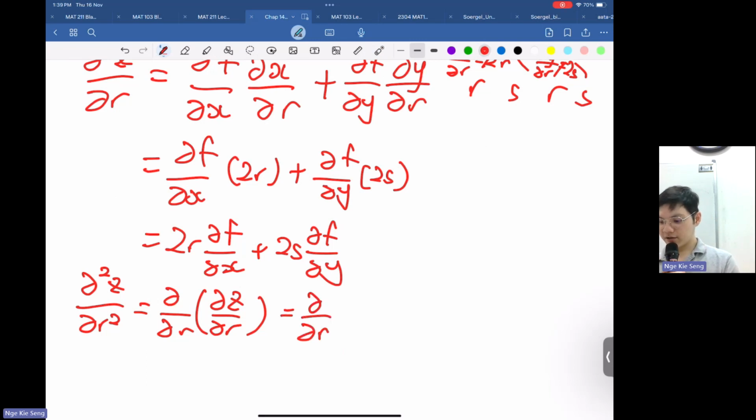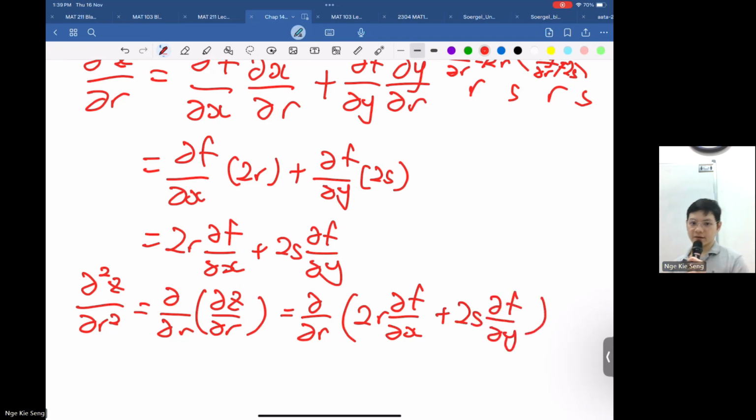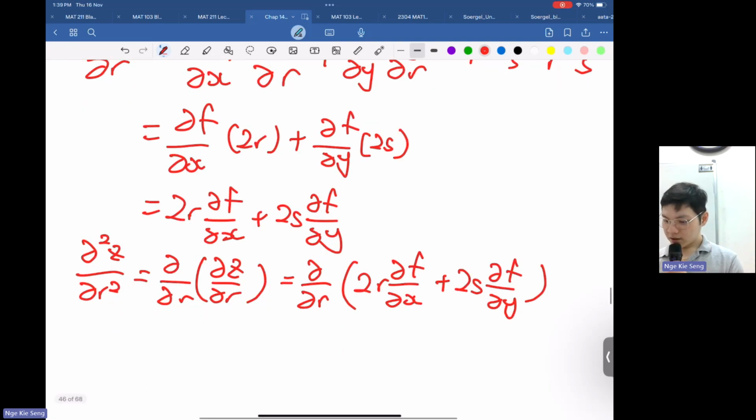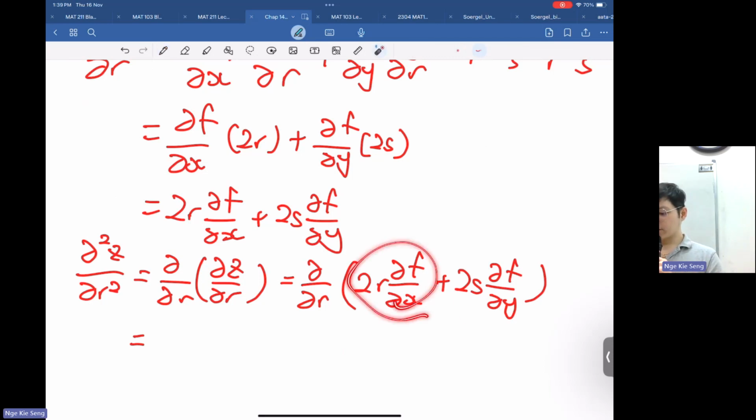So we have del over del r of 2r del f over del x plus 2x del f over del y. Okay. So what should we do here? What do we get? How to differentiate that? If I differentiate the sum of functions, I just split it.